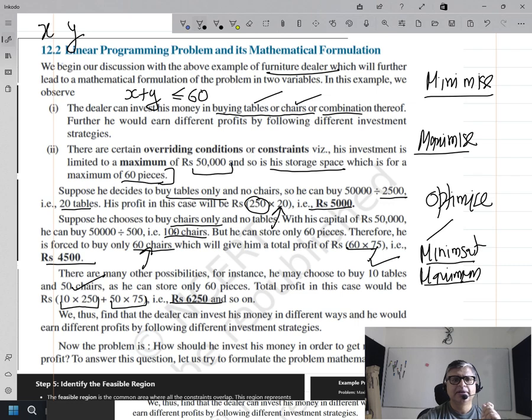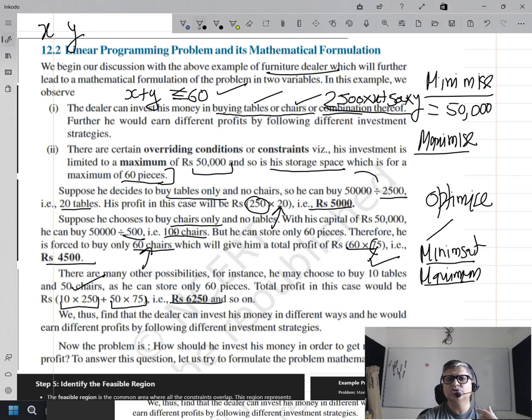This is one. Each table is costing, sorry, 2,500 rupees. So 2,500 into X, where X is the number of tables. And the chair is costing around 500 rupees. So 500 into Y. But this money cannot go beyond 50,000. This is a constraint. So one constraint is this. Maximum, if you want to write, you can write less than or equal to. The second is the total money he has to spend.